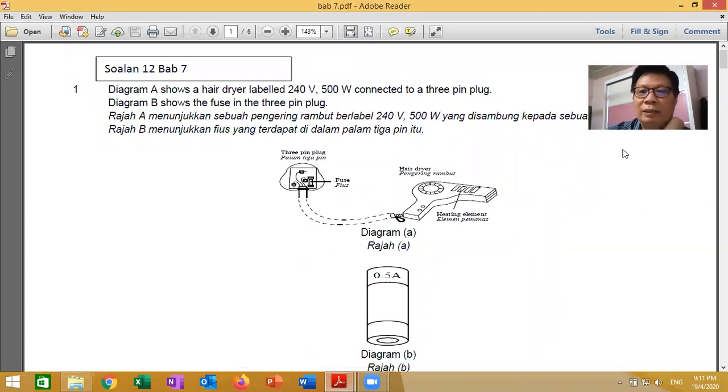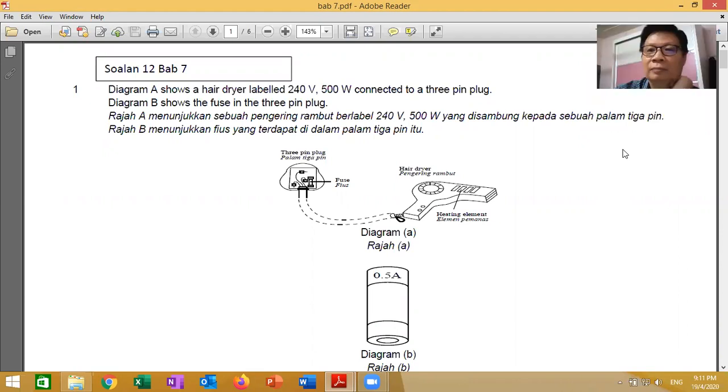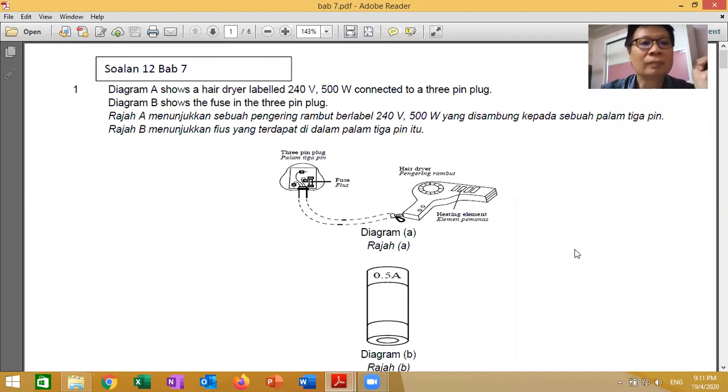Can you see the question? Right, look at question number one. Now, this is Chapter 2, Electricity, a long question, an essay question. This question, diagram A, shows a hair dryer connected to a 240 volt power supply, 500 watt, connected to a 3 pin plug. This is a plug. This is a hair dryer.